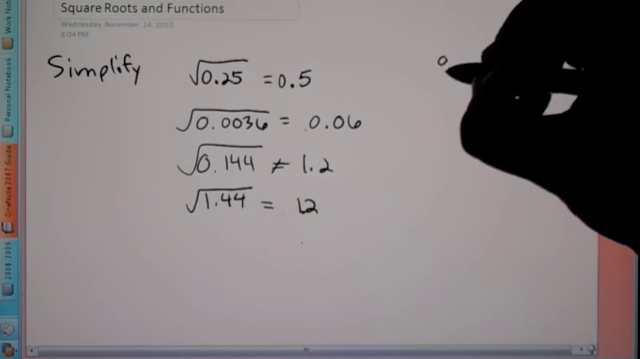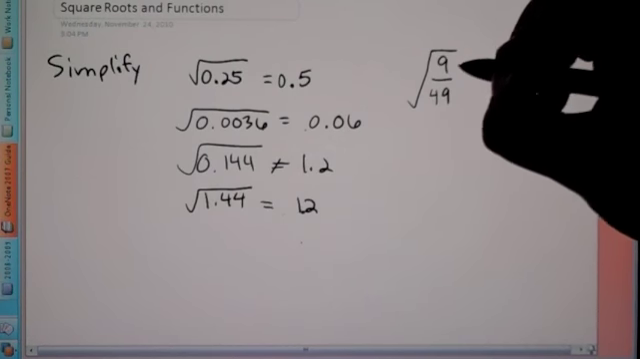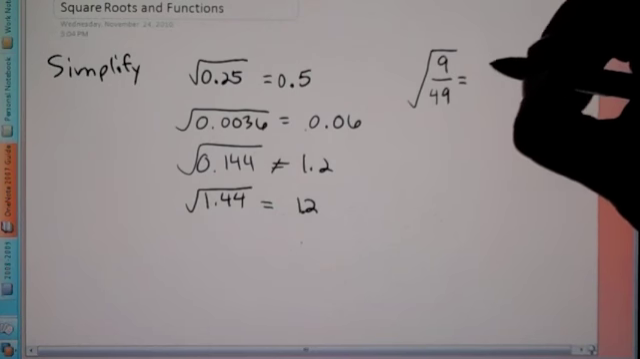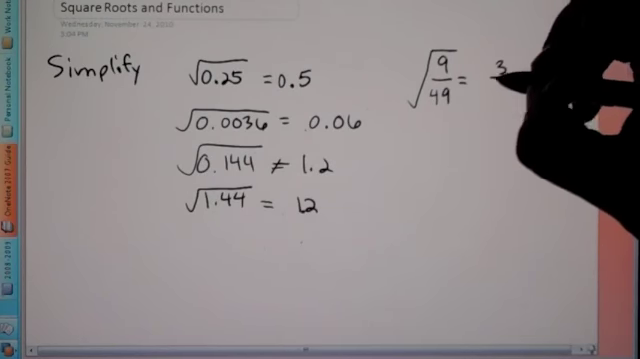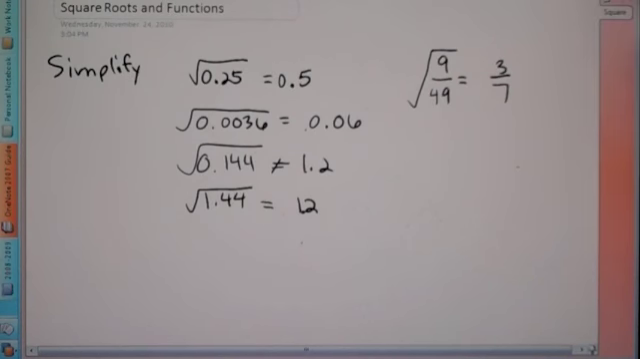And with fractions, you have 9 over 49, the square root of that. So what you can do is just take the square root of the top, square root of 9 is 3, over the square root of the bottom, square root of 49 is 7, and that would be your answer. Okay? So you just take the square root of the top, square root of the bottom.